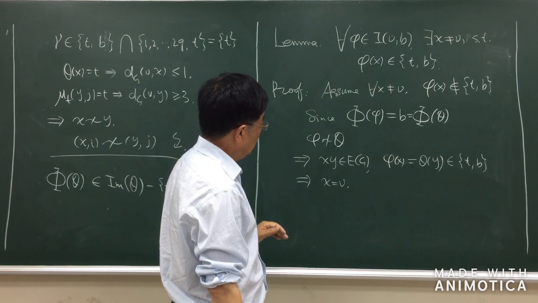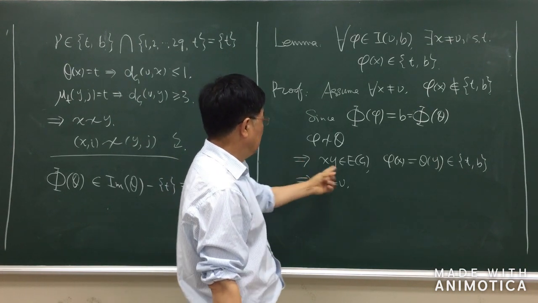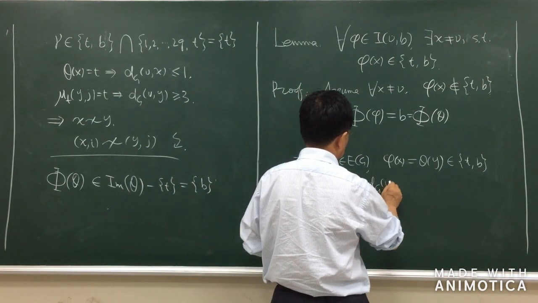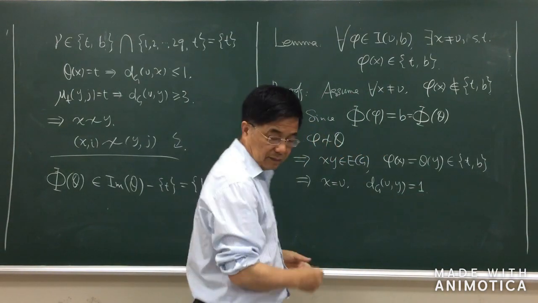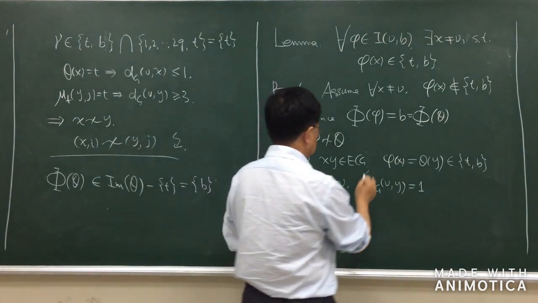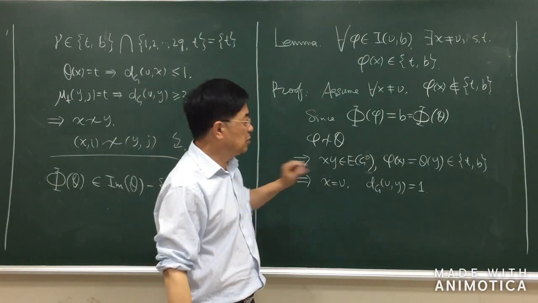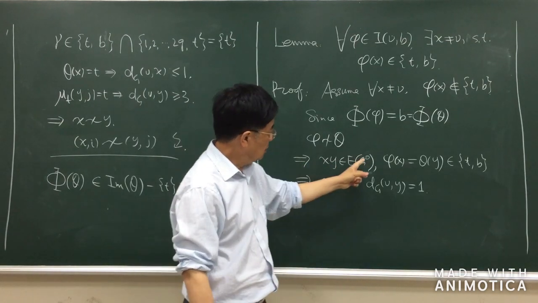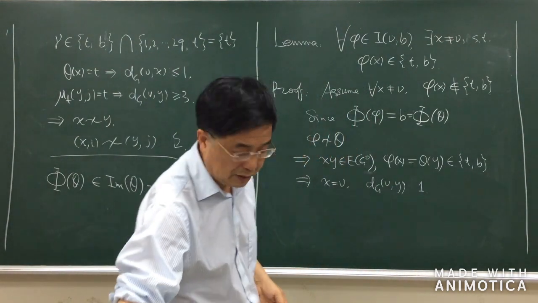Now x equals b, and xy is an edge of G. So the distance of v and y equals 1. Sorry, this is in a simple map, so they are not adjacent here. x could be the same as y, because the loops include here. So the distance is less than or equal to 1.